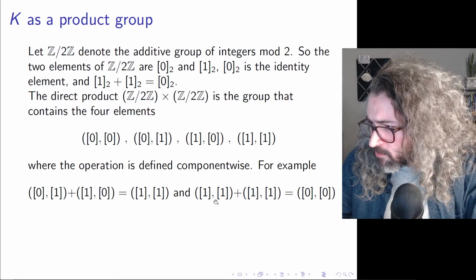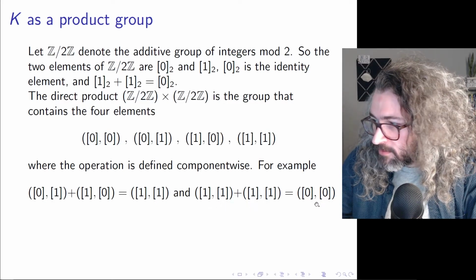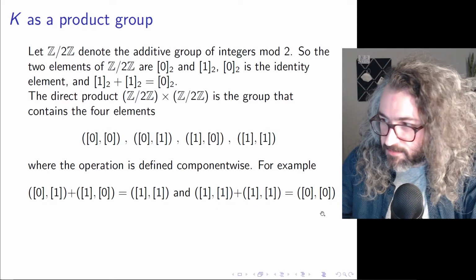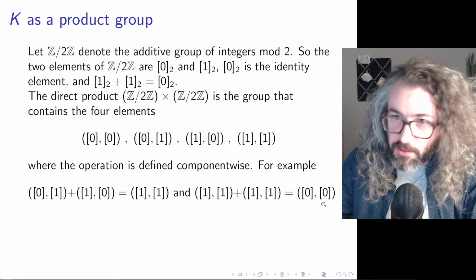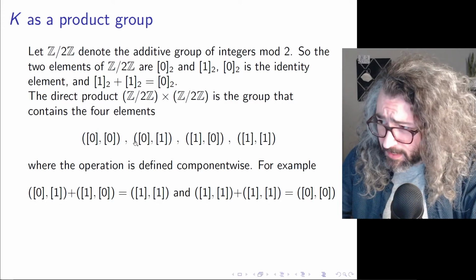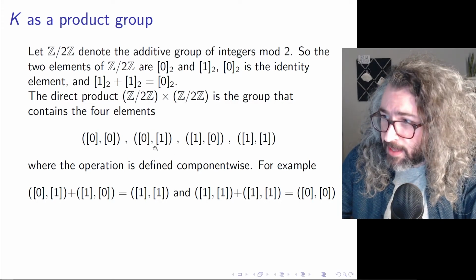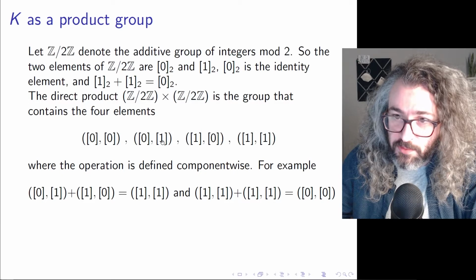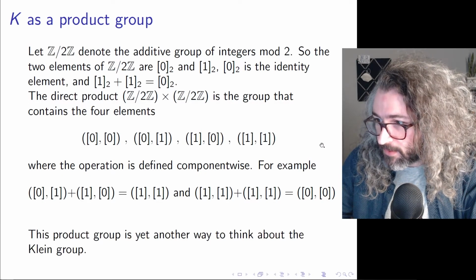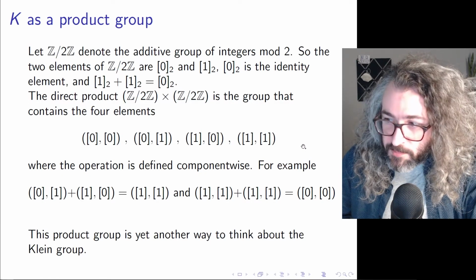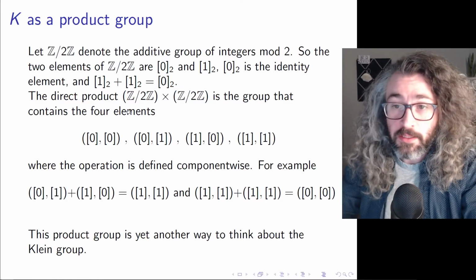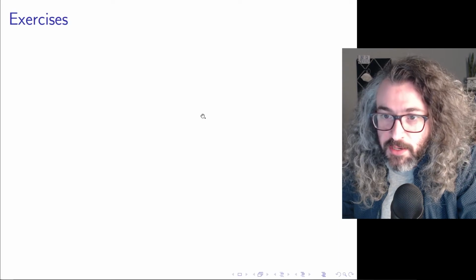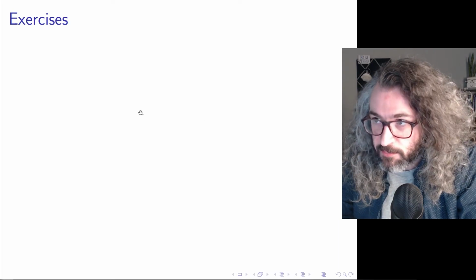And then also if you add an element to itself, you get the trivial element. So this element plus itself gives you 0 in both coordinates. And you can just check, if you add any of these elements to itself, you get 0 in both coordinates. This product group is another way to think about the Klein group. All right, let me close out the video with a few exercises about the Klein group.